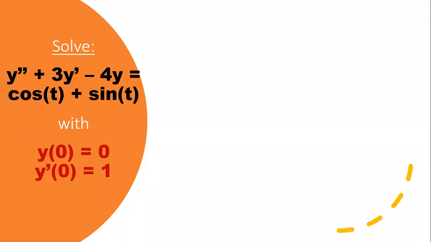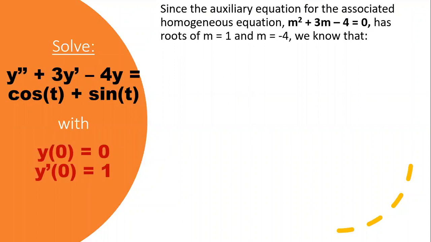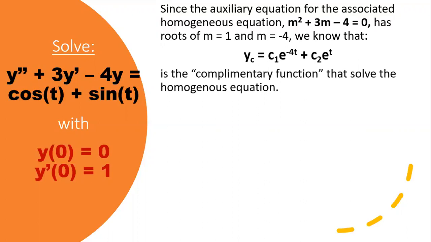Now, we already know some important things about the solution to this. Indeed, we could solve it using techniques that we already know. For example, we know that the homogeneous equation that's associated with it has an auxiliary equation of m squared plus 3m minus 4 equal to 0. So because that auxiliary equation has solutions of m equal to 1 and m equal to minus 4, we therefore know that we expect a complementary function of the form c1 times e to the minus 4t plus c2 times e to the t to solve the related homogeneous equation.